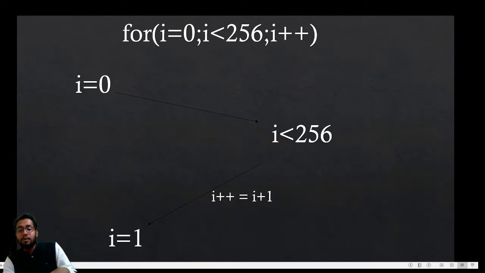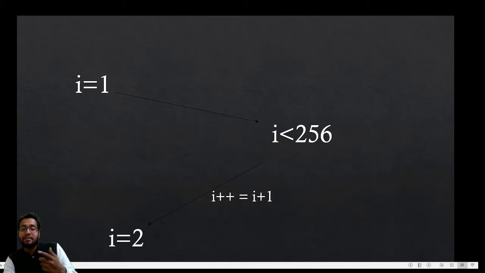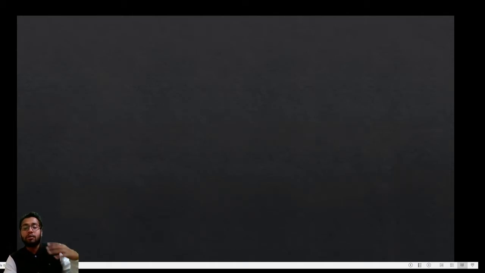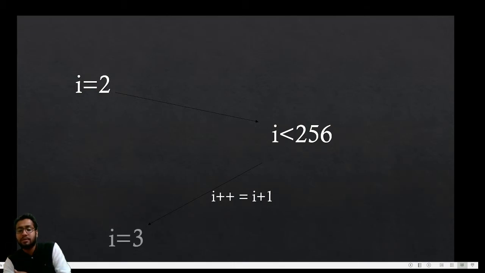The value of I will now be 1. Now when the I value is 1, again it will check the condition. Yes, 1 is less than 256, it's true, and now it will increment its value to 2 and execute the code as well. Now the value of I is 2. It will check whether 2 is less than 256. Yes, it is true. I plus plus means I plus 1, so 2 plus 1 is 3, and it will execute the code inside the for loop.